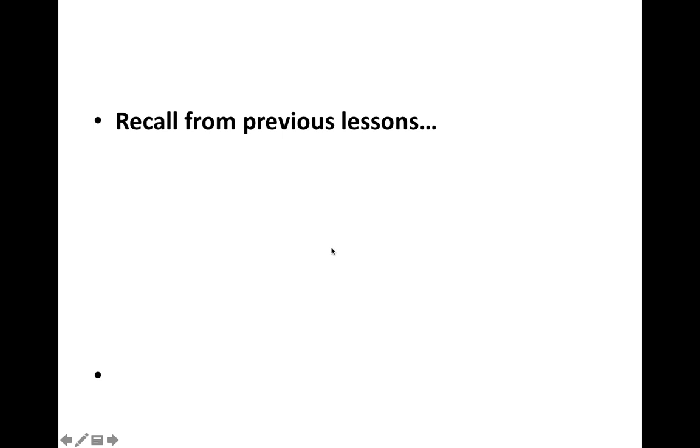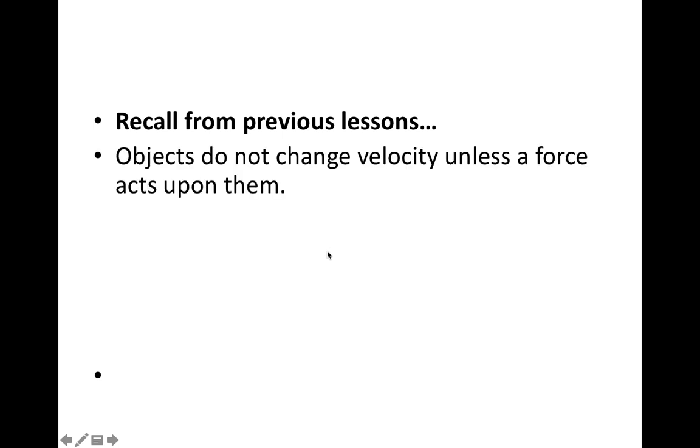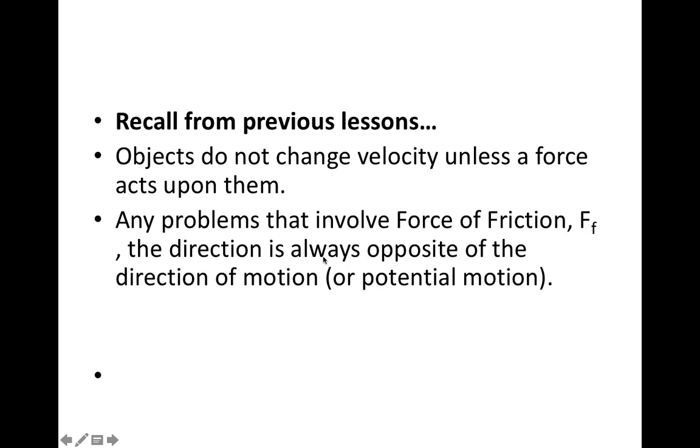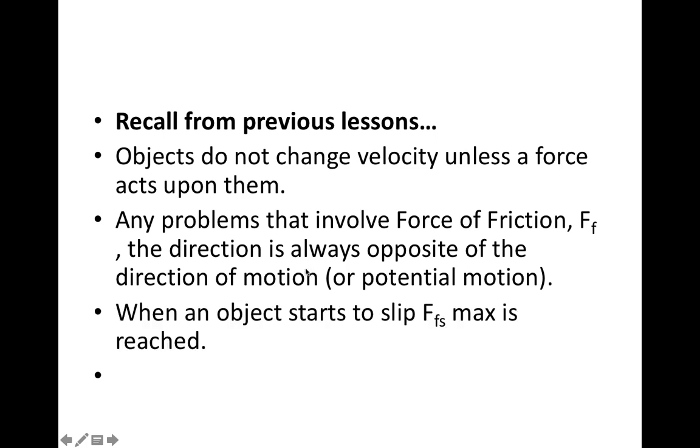Recall from previous lessons, objects do not change velocity unless a force acts upon them. Any problems that involve force of friction, the direction is always opposite of the direction of motion or potential motion. That means if an object is not moving but about to move or could move, it's going to act opposite the direction that it could move. When an object starts to slip, F_fs, which is your static frictional force, max, is reached.